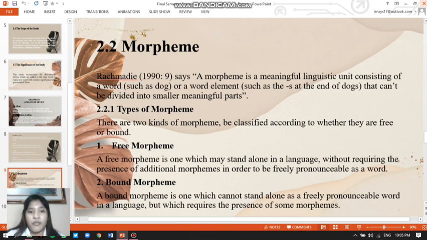1. Free morpheme. A free morpheme is one which may stand alone in the language without requiring the presence of additional morphemes in order to be freely pronounceable as a word. 2. Bound morpheme. A bound morpheme is one which cannot stand alone as a freely pronounceable word in a language, but which requires the presence of some other morphemes.